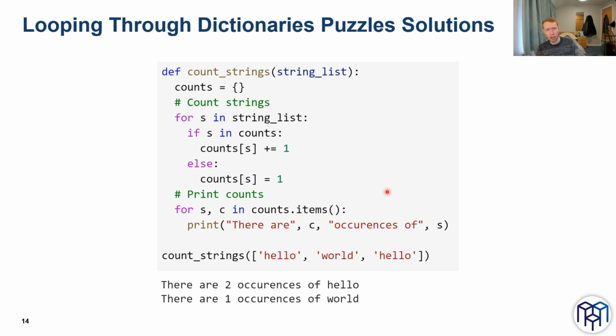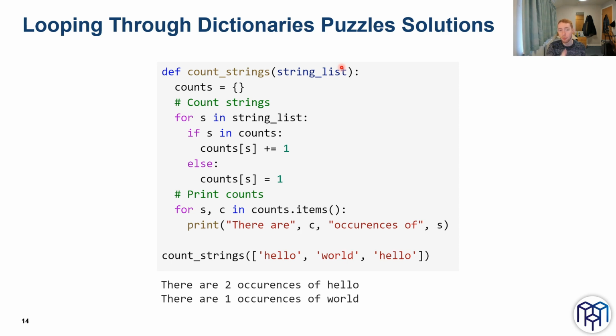So, a lot of code here. We can actually make this a lot shorter if we use some of the techniques from the additional notes, but this is using the techniques we've seen so far. So we create a function called countStrings, and it accepts a list called string_list. And we're going to create an empty dictionary to keep track of the counts.